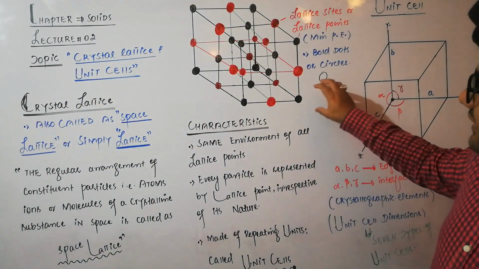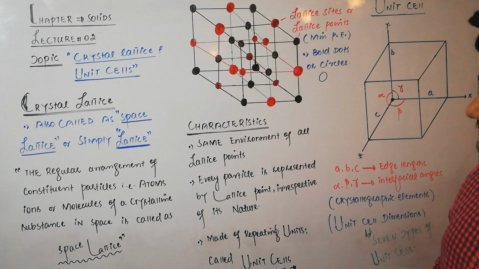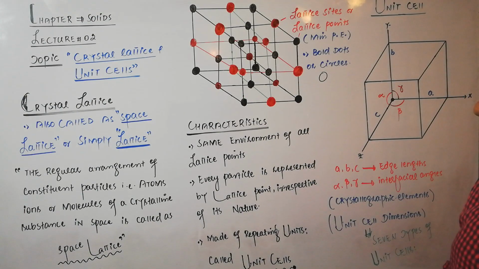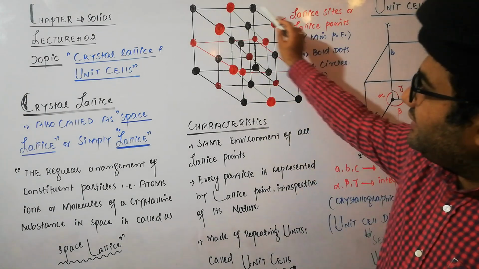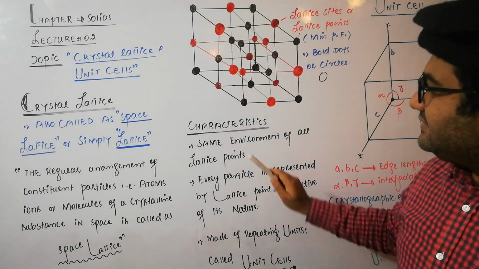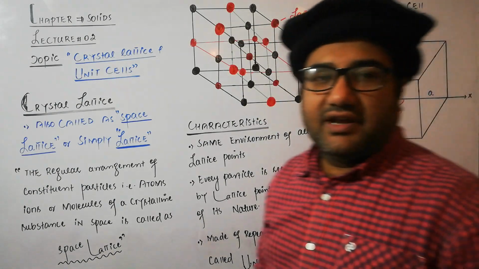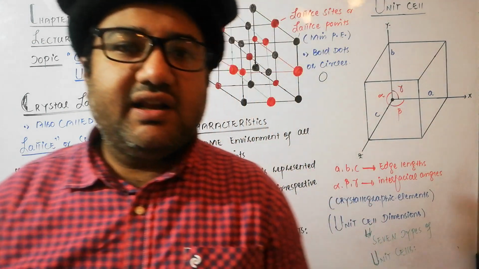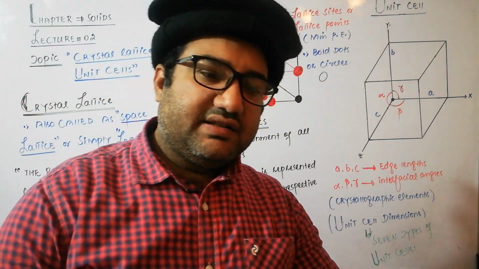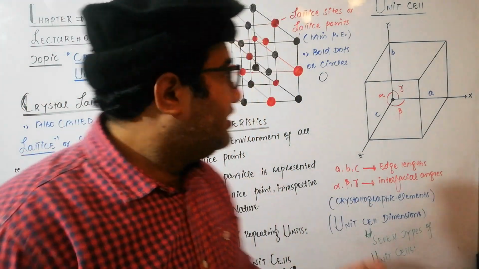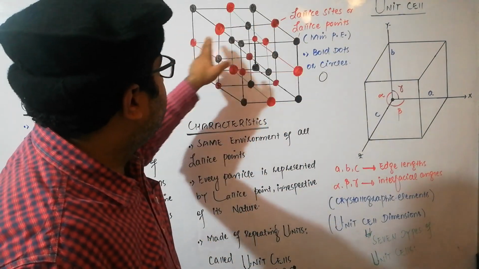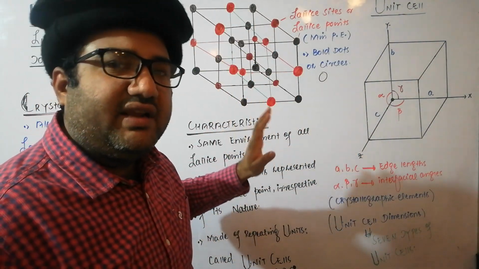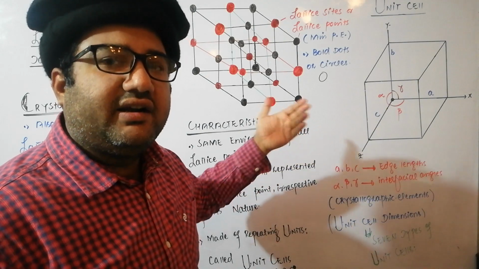Now this crystal lattice has certain characteristics. The first one is that all the lattice points or lattice sites in this crystal lattice have the same environment, the same chemical environment, meaning their surroundings are the same. Their positions are different, but their environment is the same, meaning they are identical to each other.